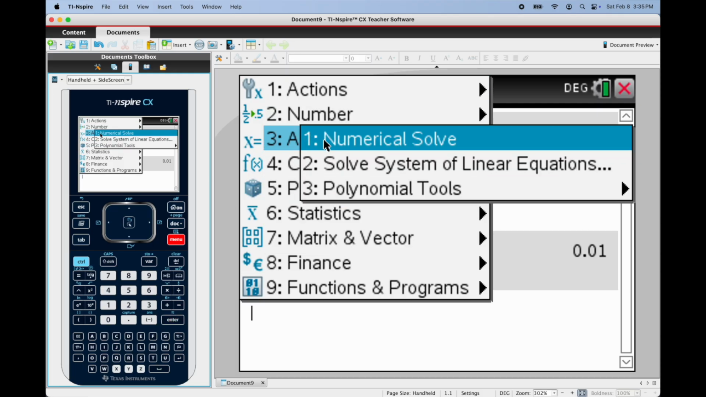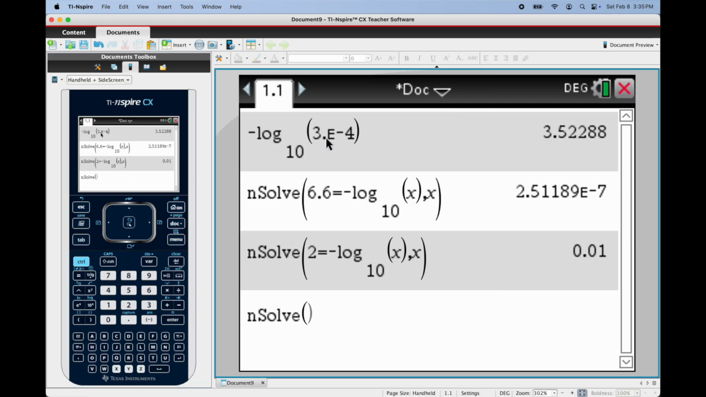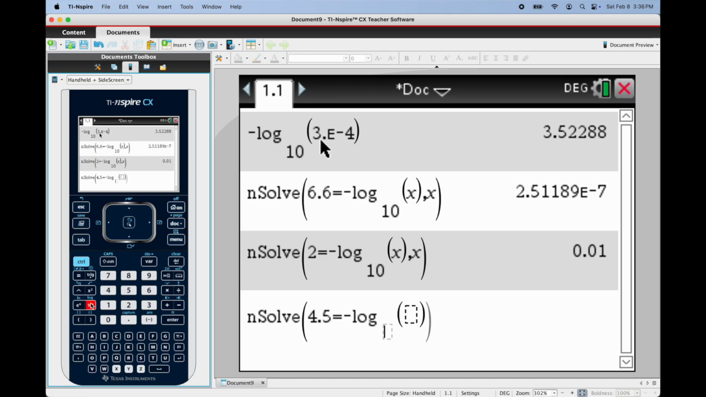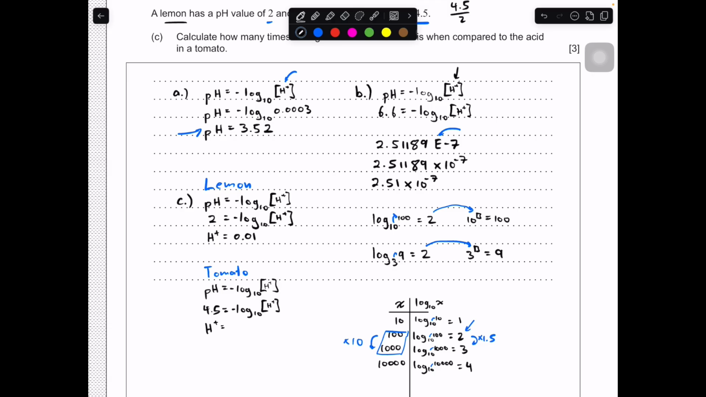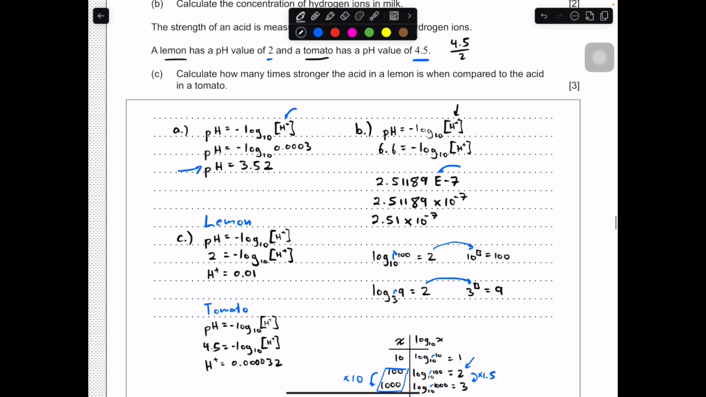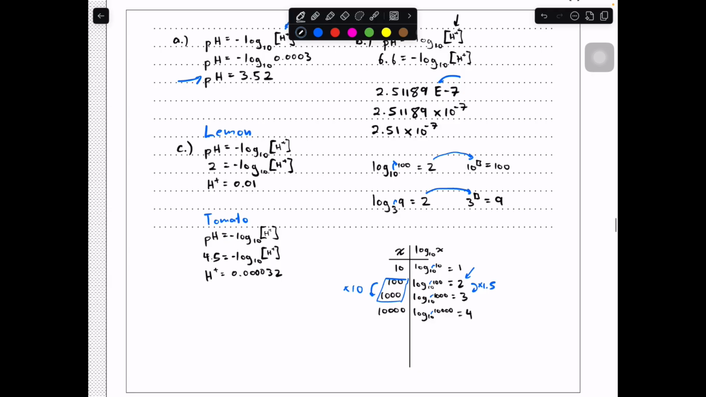Menu, algebra, numerical solve. And let's go 4.5 equals negative log base 10 of, I'm going to use x again. In this case, 0.000032. So I'm going to go back to the document here. 0.000032. Okay.